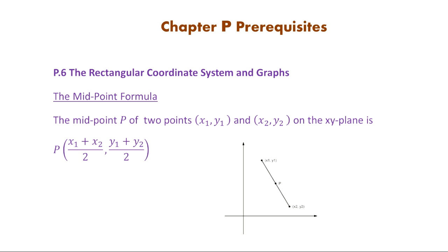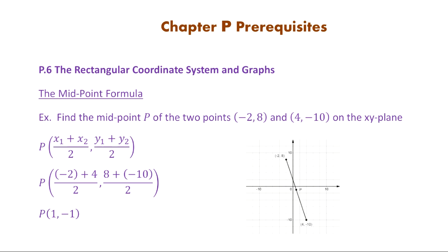So that mixes the midpoint formula with the distance formula. Okay. So let's do one example about the midpoint. We have 2 points, (-2, 8) and (4, -10), and we need to find the midpoint of those 2 points. So what we do is take the average of the x coordinates of those 2 points and the average of the y coordinates of those 2 points.